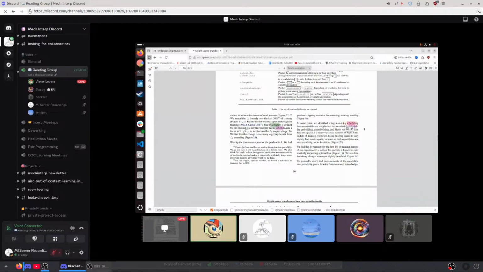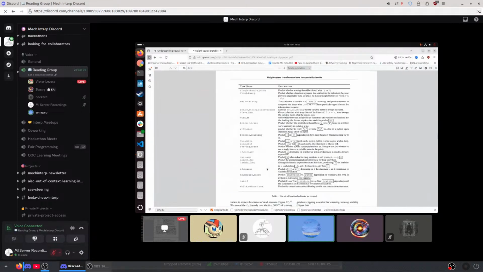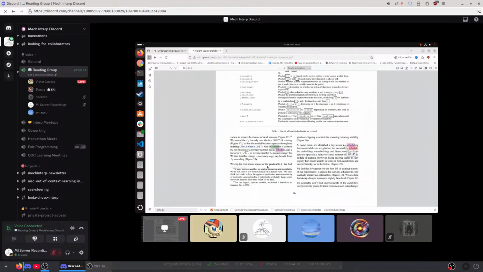I'm still confused about what the L0 scheduling is. Maybe I will have to read the whole thing instead of jumping around like we are doing. But it seems to me like L0 scheduling just means progressively zeroing out more weights, because they say we anneal the L0 linearly over the first 50% of training so that the model becomes sparser throughout training. But they enforce that every matrix has the same fraction of non-zero elements, so they enforce it to be constant. I think so, yeah.